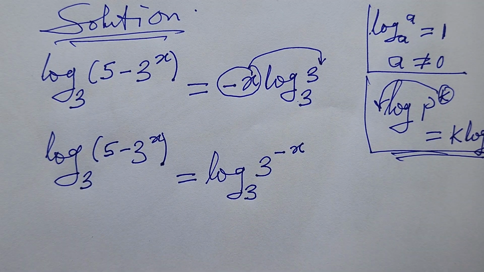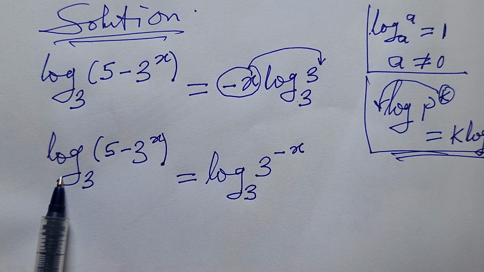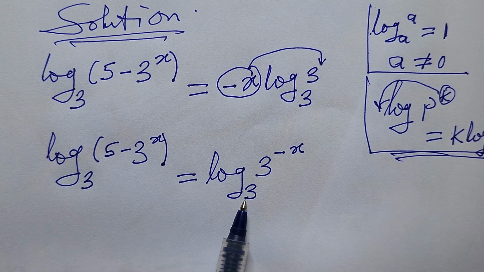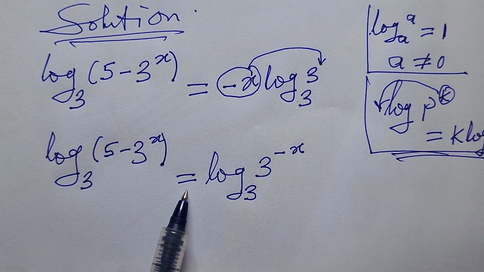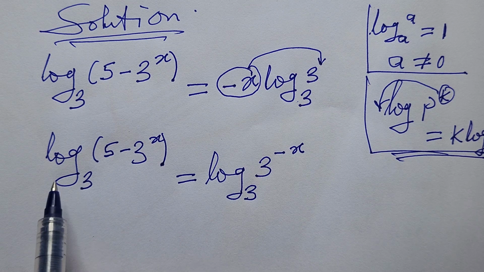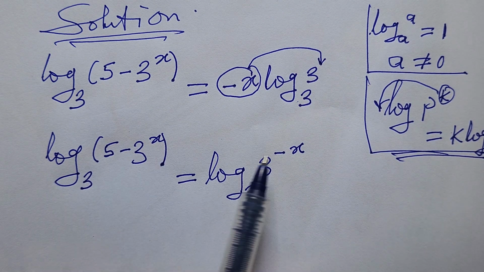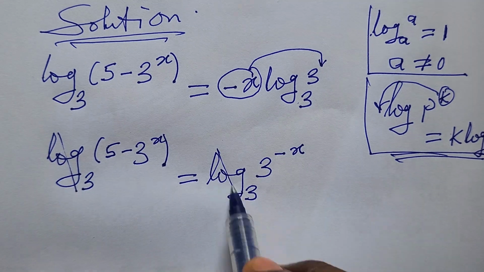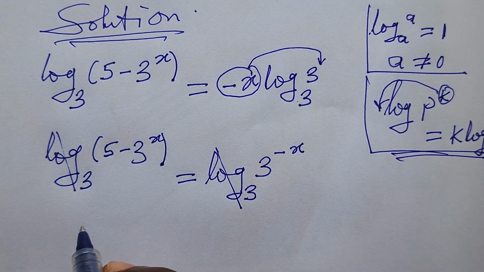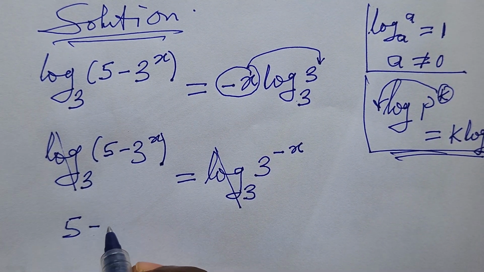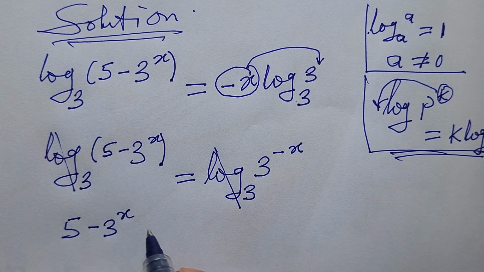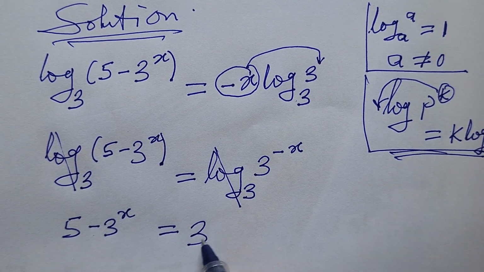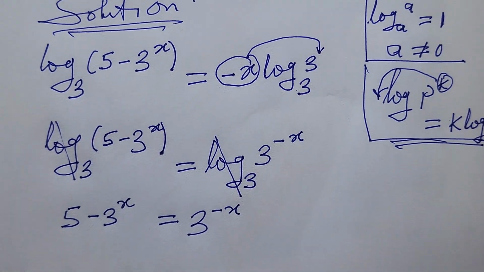So what we discover now is that we have log base 3 here and log base 3 here. They are the same and we have an equality sign here. And so since the bases are the same, we can equate the logs themselves. So we're now left with 5 - 3^x equal to 3 to the power of -x.